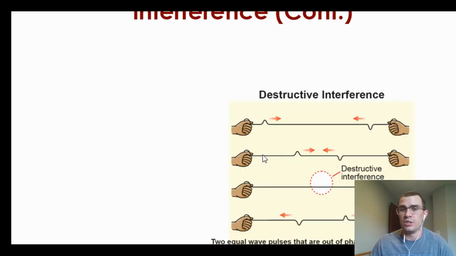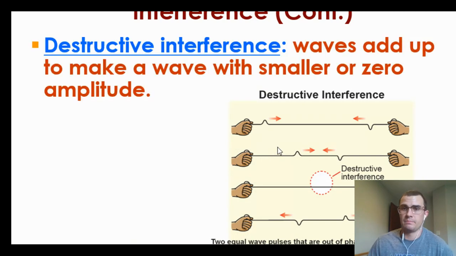Okay, now here we have destructive interference. This is the opposite. Waves add up to make a wave with a smaller or zero amplitude. Now, same thing happens. We're still adding together our amplitudes, okay, but this time we have a positive amplitude here and a negative amplitude here. So a positive 5 and a negative 5, when they meet, they create a zero amplitude, right? So that would be destructive interference. When they're going opposite directions and they collide, their combined amplitude is less than what it was before that collision.